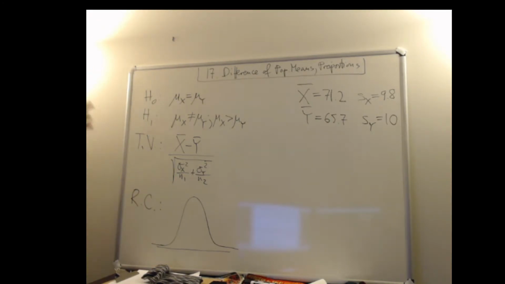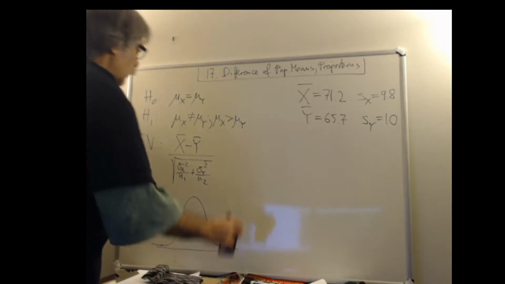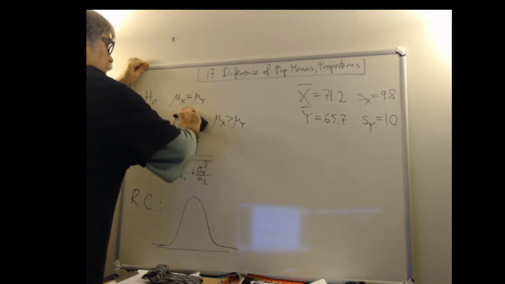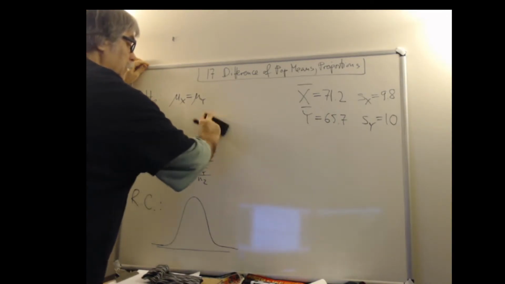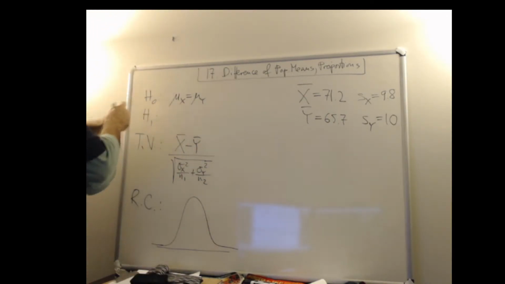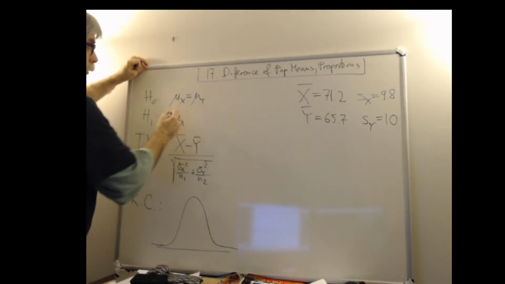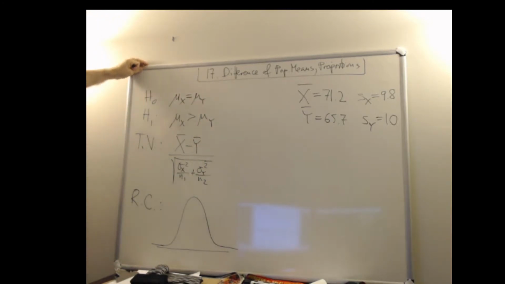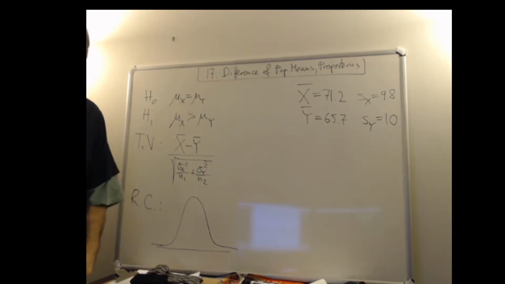So, okay, here is my story. The morning students and the afternoon students score the same in the population, all of the possible students you can have in the morning and the afternoon. We do have evidence that that might not be the case, and the evidence says that morning students are better. Morning students' mean is higher than the afternoon students' mean. Okay? So the only thing we need to do is to calculate the test value.